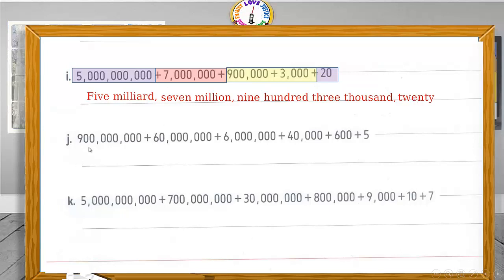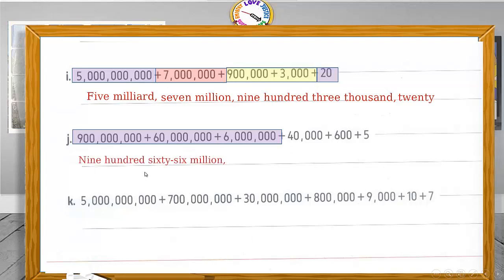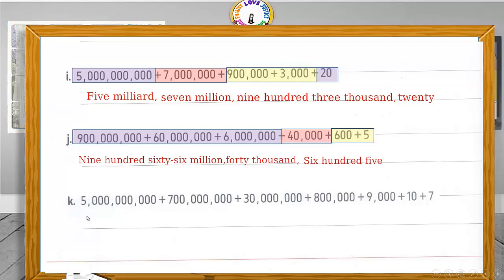Next one 900 million, 60 million, 6 million. Focus well. 3 millions. So the three numbers together inside one period, so write 966. That means 966 million. Next period we have 40,000 and here 400. This in second period we have 40,000 only. Write 40,000. 605. Write 605 in last period.